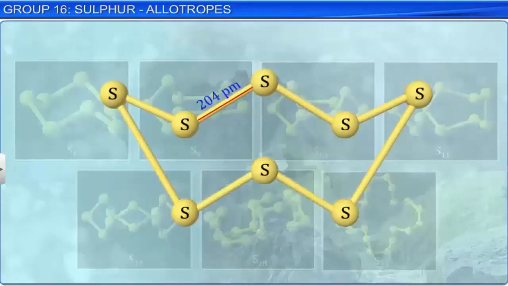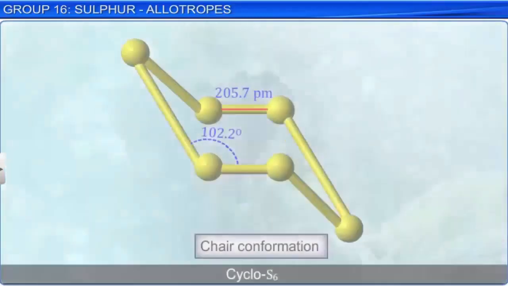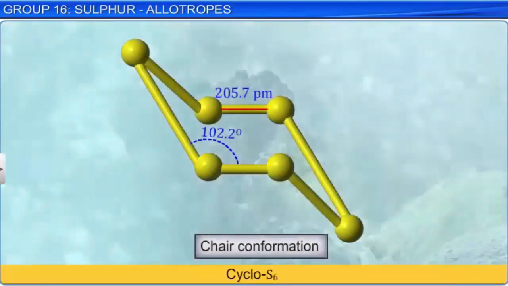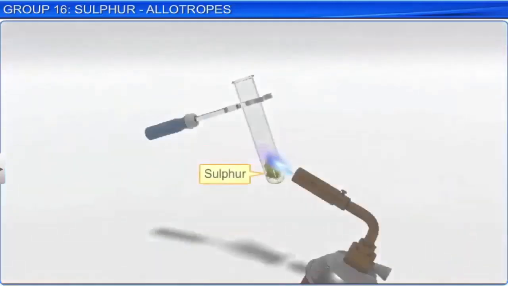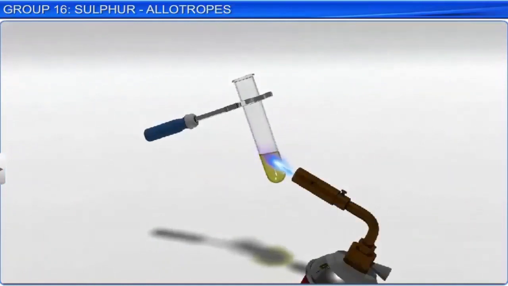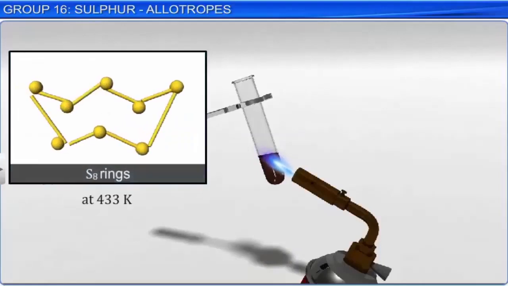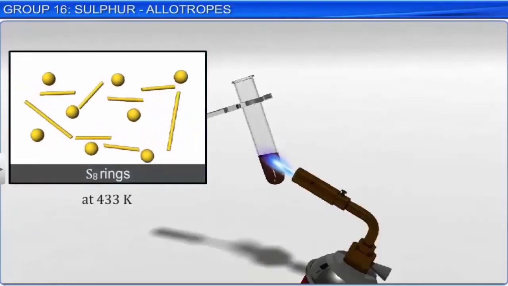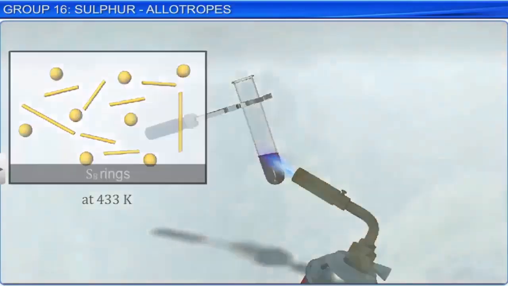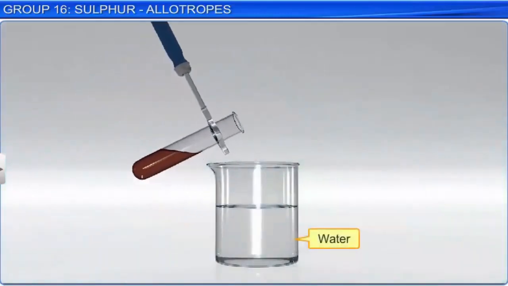In cyclo S6, the ring adopts the chair form. The structure and the molecular dimensions are illustrated in the image here. Sulfur melts to form a mobile liquid. As the temperature is raised, the color darkens. The S8 rings break at 433 Kelvin. Sudden cooling of this liquid in water gives plastic sulfur or gamma sulfur.